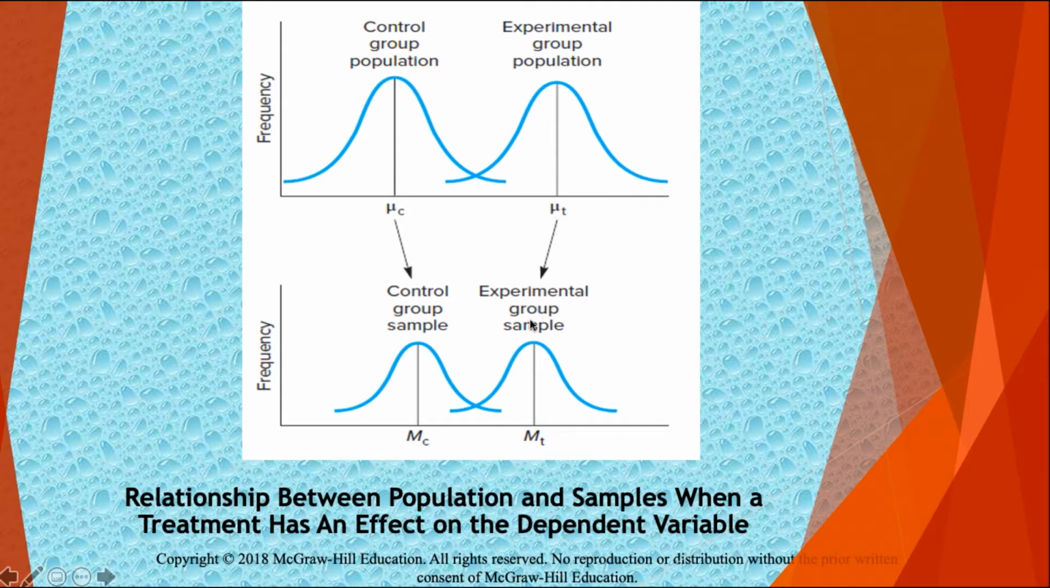But the bottom part here shows two possible sample distributions, one for the control group and the second for the experimental treatment group. So the two sample means provide an estimate of two different population means. You see, this is the first mean, but here they have two different means. Because of the sampling error, the two sample means may or may not differ, even though a difference exists between the population means. So this illustrates the difference between the sample and the population.